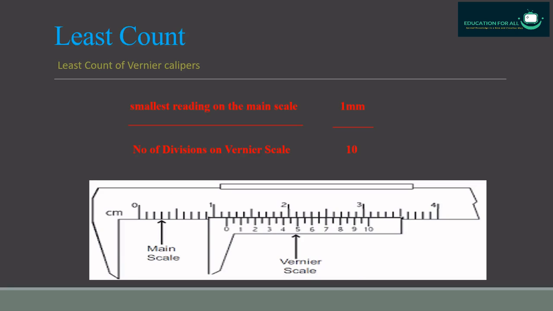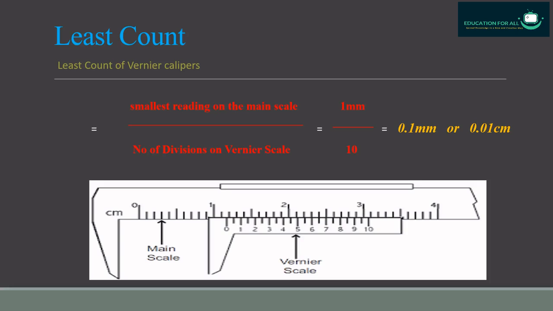Now come to the next slide. Here, the least count. How can you calculate the least count of a Vernier caliper? Students, keep this in your mind. The formula for measuring the least count of a Vernier caliper is: the smallest reading on the main scale divided by the number of divisions on the Vernier scale.